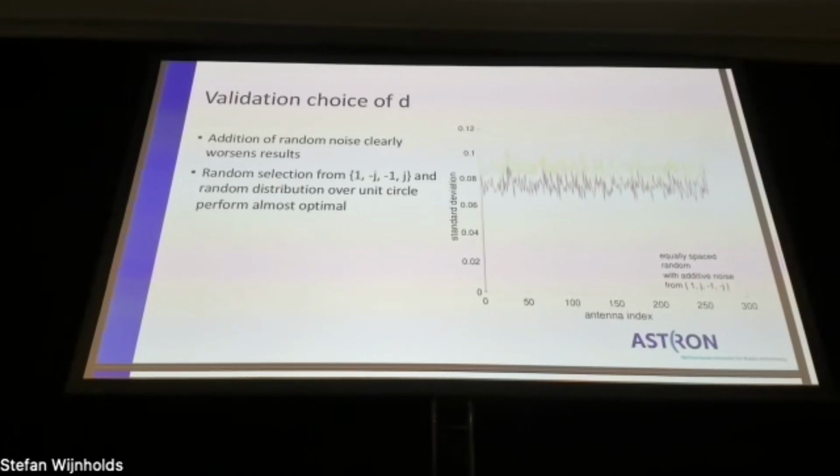And we did indeed find that if we add additive noise, so you get amplitude differences, then indeed your standard deviation goes up. So those are the yellow points. The other three solutions seem to be very close in performance, but when you calculate the average of all elements, you can see a very slight difference. And that is where indeed the equispaced phasors give you the best result.